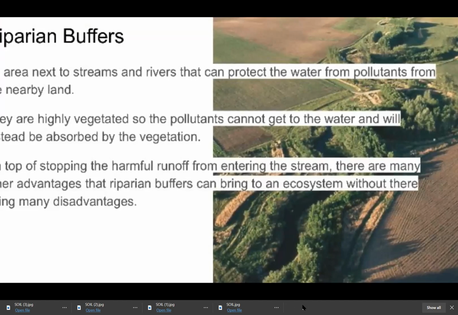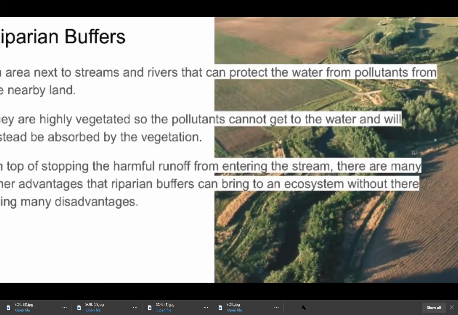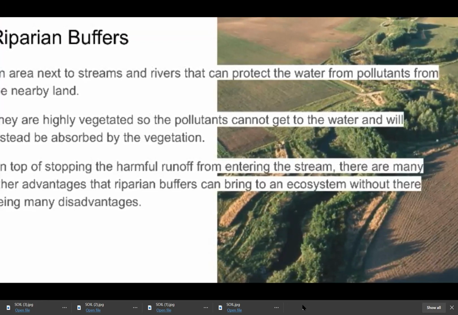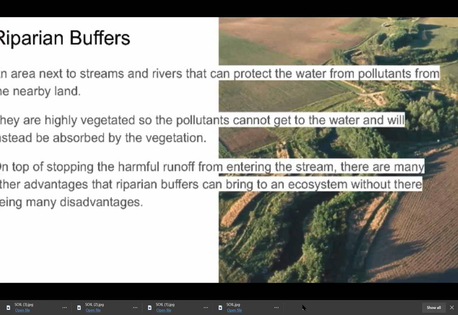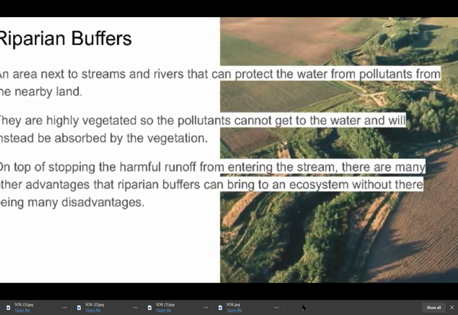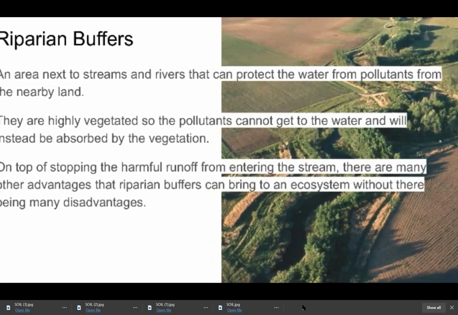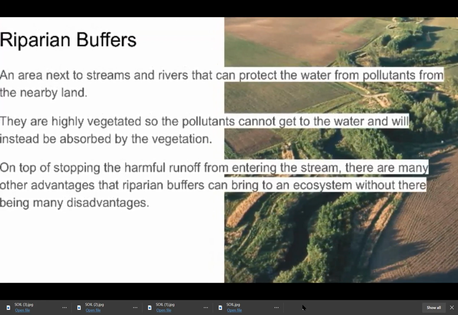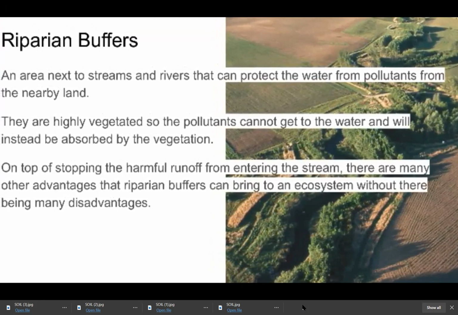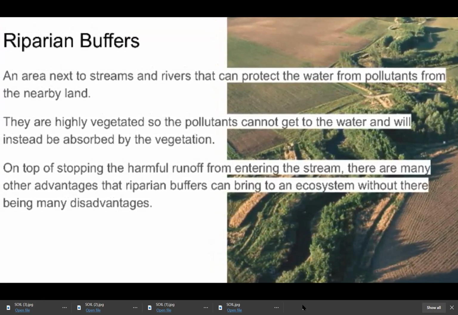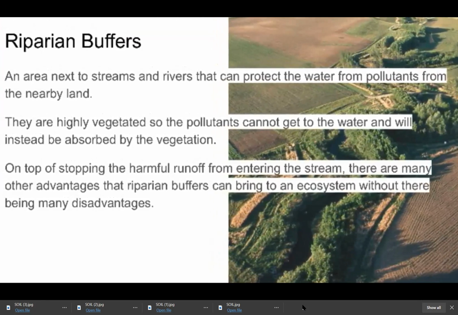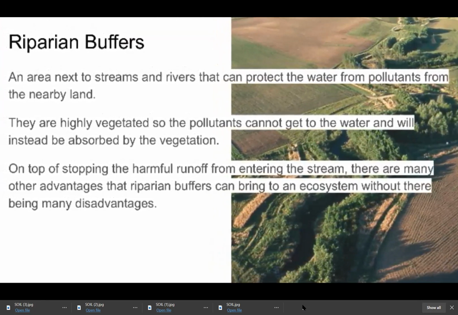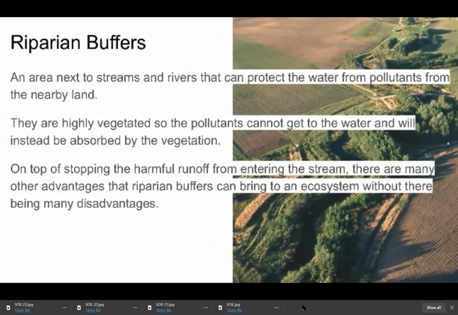Riparian buffers are an area next to streams and rivers or lakes or different water sources that can protect the water from pollutants from the nearby land, whether that be pesticides from a nearby farm or just different waste, like if there's a business nearby or a parking lot. These buffers are highly vegetated areas, so the pollutants or different waste cannot get to the water because they will either be stopped by the vegetation or absorbed by the vegetation.